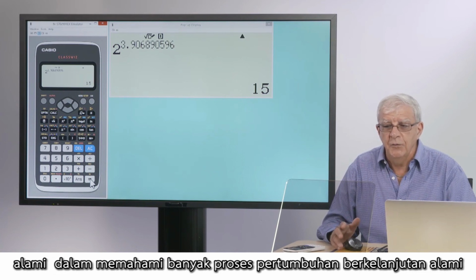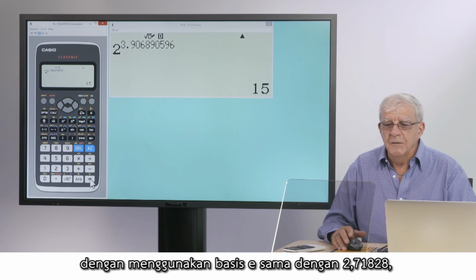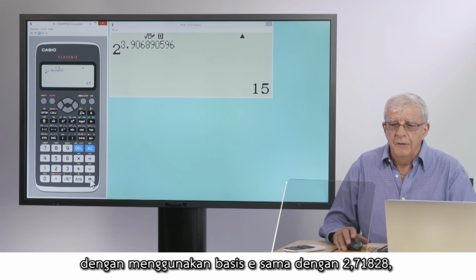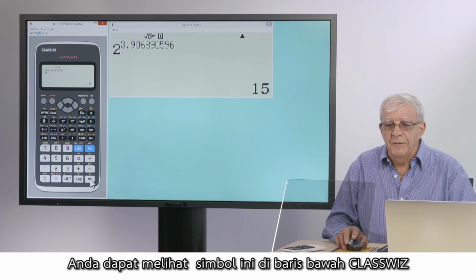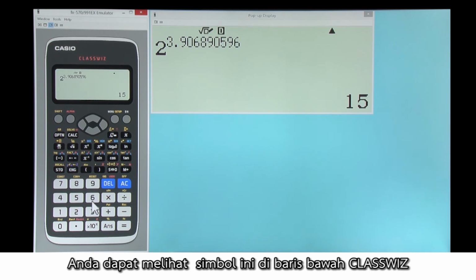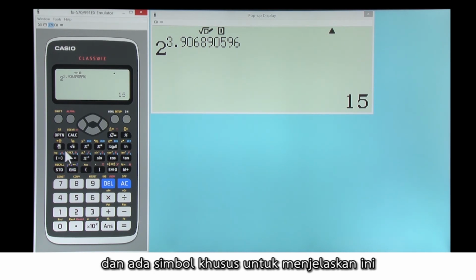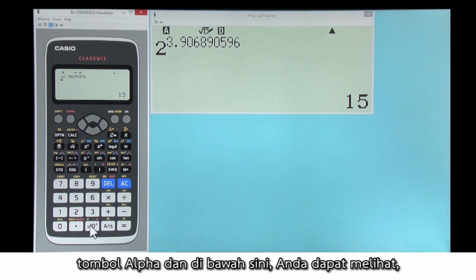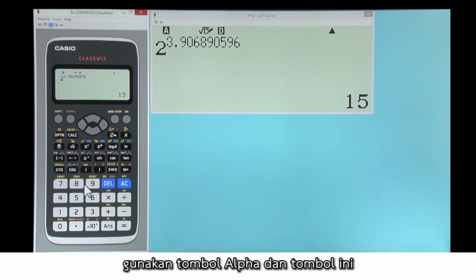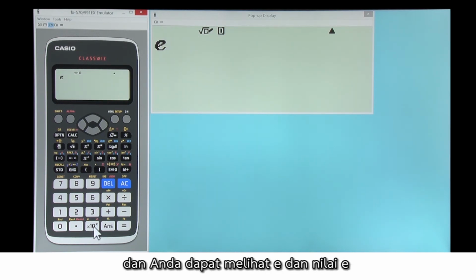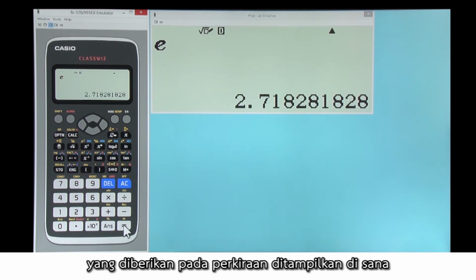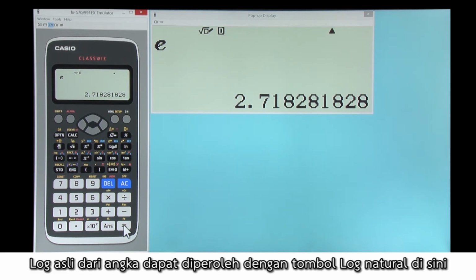natural continuous growth processes. These use a base of e, which is a number 2.71828. You can see this symbol on the bottom row of ClassWiz, and there's a special way of obtaining this. So alpha, and down here you can see, use the alpha button and this key, and you can see e, and the value of e given to an approximation is shown there. The natural log of a number can be obtained with the natural log button over here.